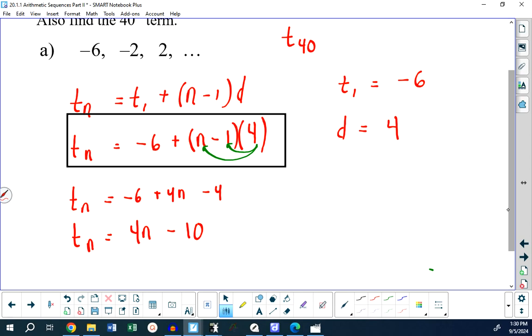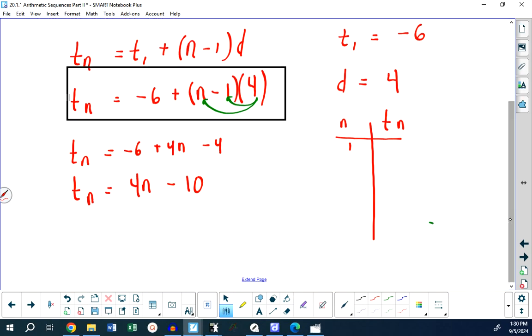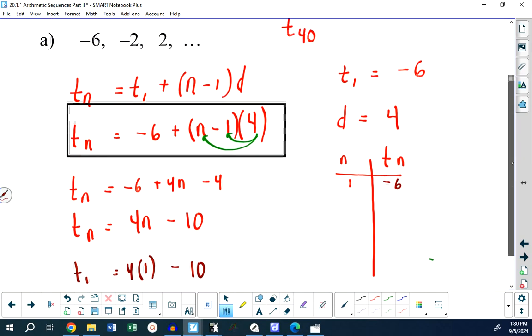I would ask you to check something out here. You don't need to write this down. Go ahead and put 1 in here for n and see what this turns into. So if I put 1 in for n, I put a 1 here, I put a 1 here, and what do I get? I get T sub 1 equals -6. Yep.